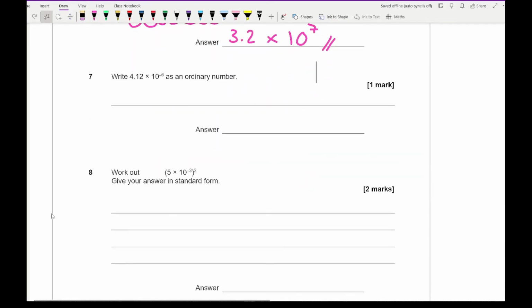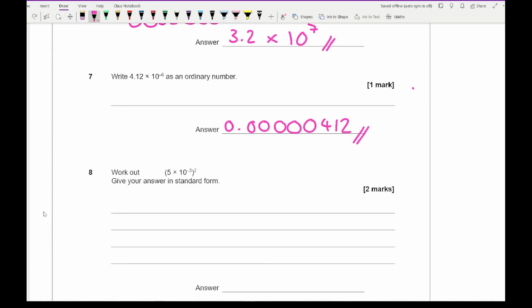Then moving on to question 7, it says write 4.12 times 10 to the power of minus 6 as an ordinary number. So here with small numbers and negative powers, the power basically represents the number of zeros that we're going to have at the front. So here we're going to have 6 zeros, so 1, 2, 3, 4, 5, 6, with a decimal point after the first 0, and then we just copy that number down as it is. There is my final answer for that one.